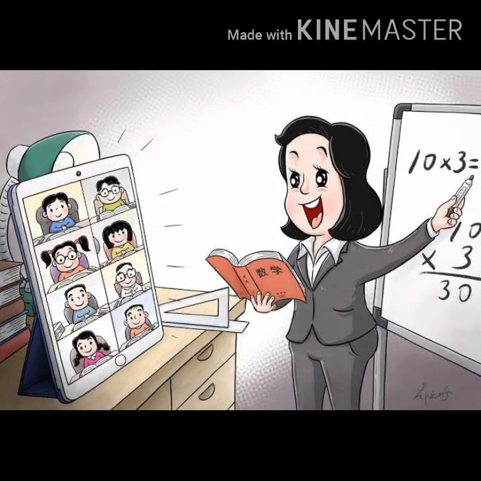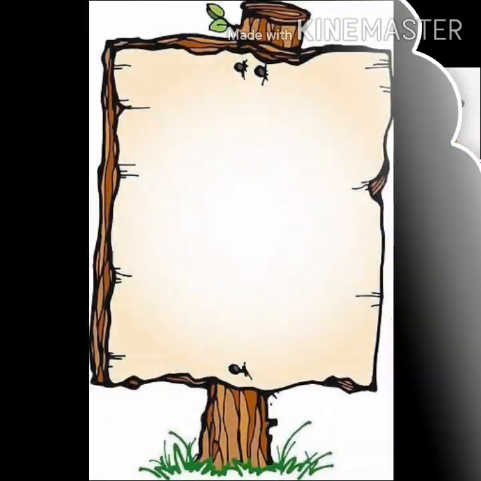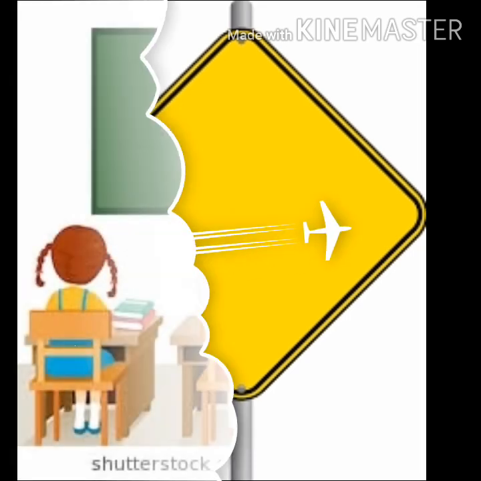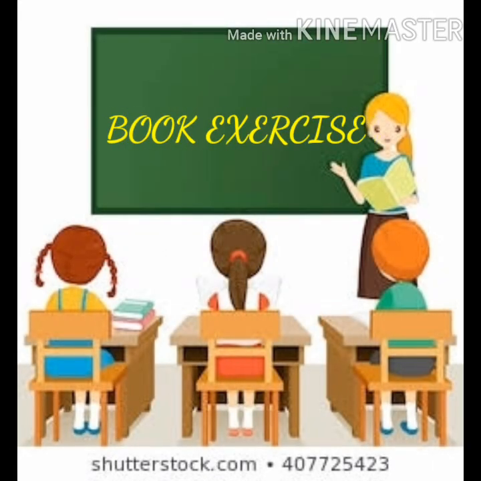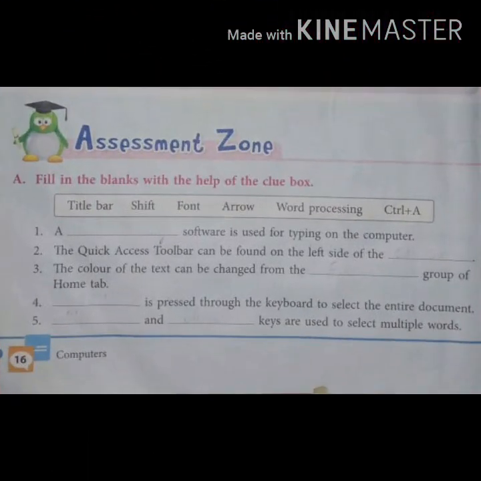In our last two classes, we had finished chapter number 4, that is Introduction to Word 2013 of book 4. And today we are going to do the book exercise of this chapter. So all of you turn to page number 16 and also take your pencil and eraser with you.